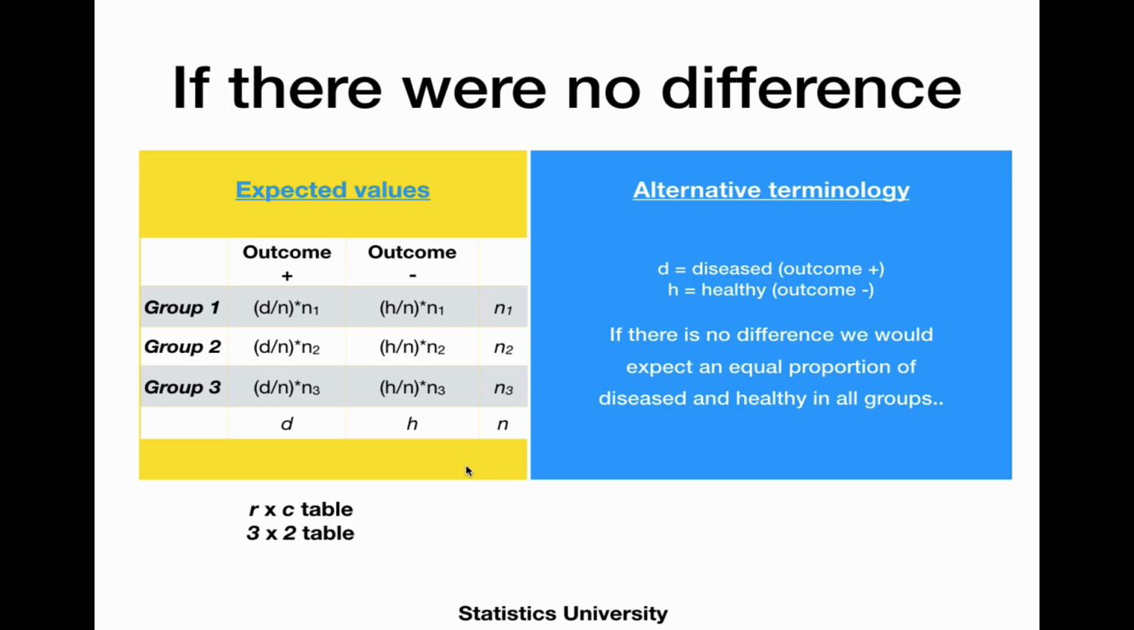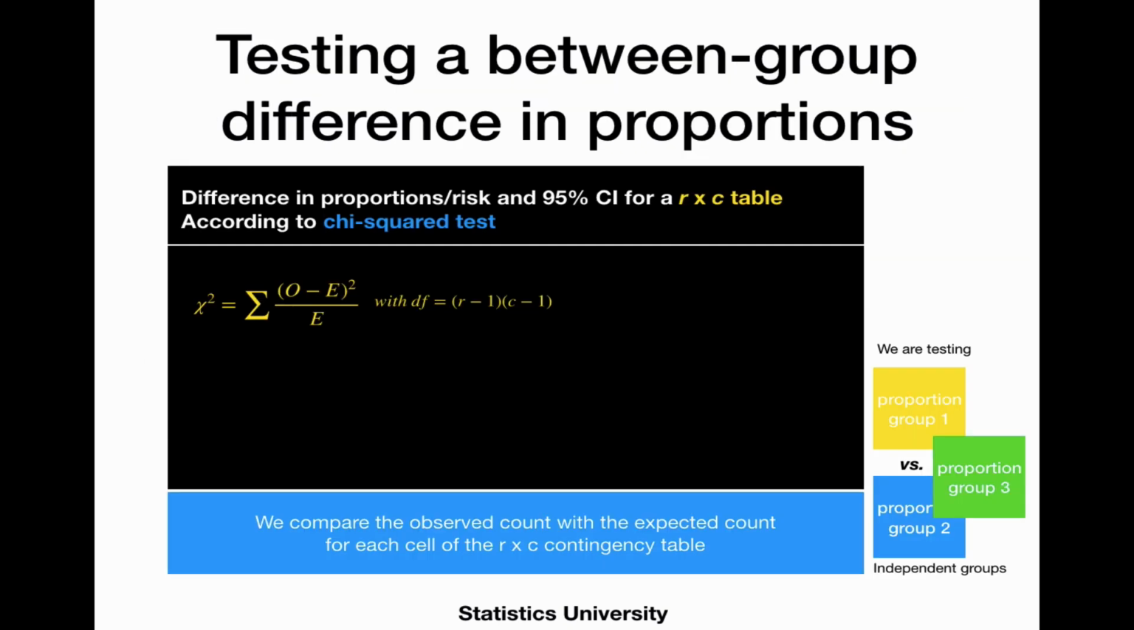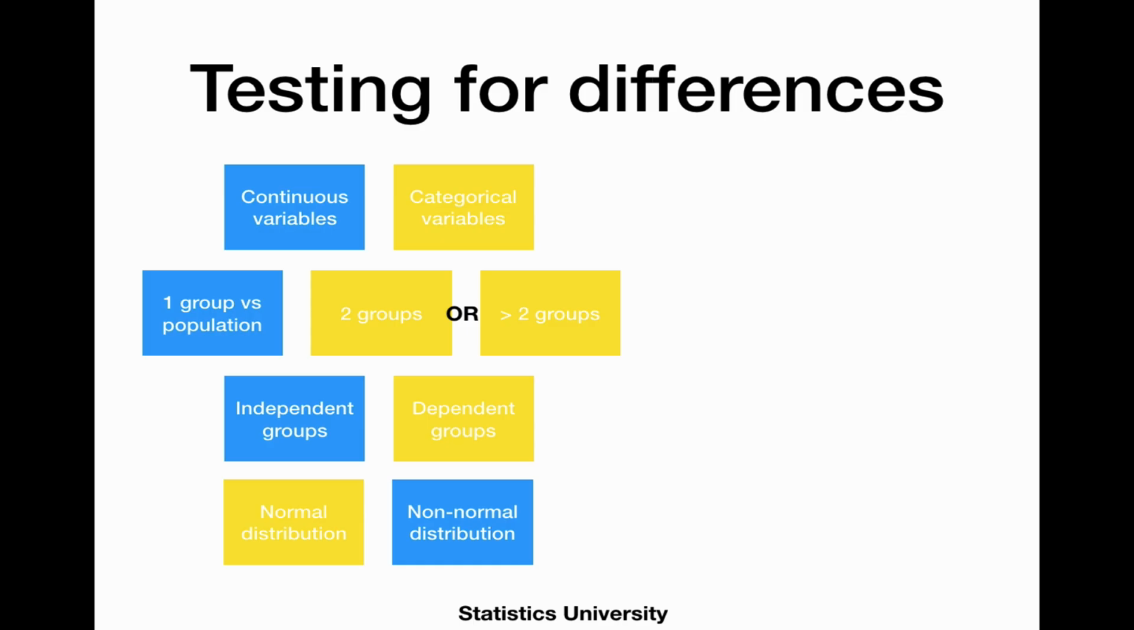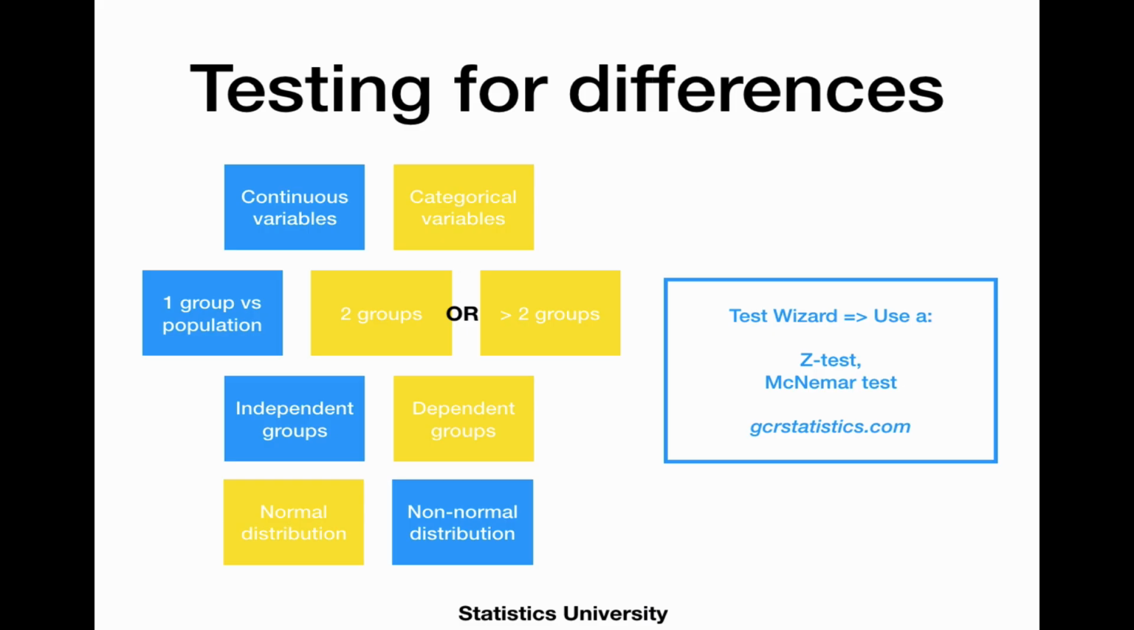And again, we look at the expected versus observed values, and we use the exact same approach as for the 2x2 contingency table. The only difference here is that we use a different number of degrees of freedom, which is determined by the number of rows minus 1 times the number of columns minus 1. We can even look at differences in proportions of events between two or more groups that are not independent but dependent. And for that we use either the Z-test or the McNemar test.